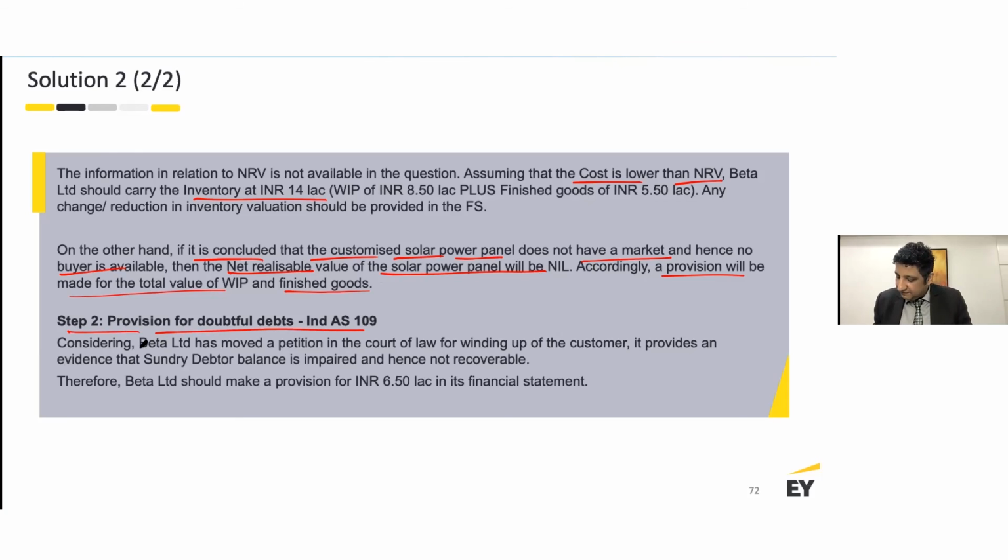Now, considering the fact that Beta Limited has moved a petition in the court of law for winding up of the customer, it provides evidence that the receivable of 6.5 lakh rupees is impaired and it is not recoverable, which means that the company needs to make a provision for doubtful debt, a provision for loss of this entire 6.5 lakh rupees in its financial statements. Right? Thank you.